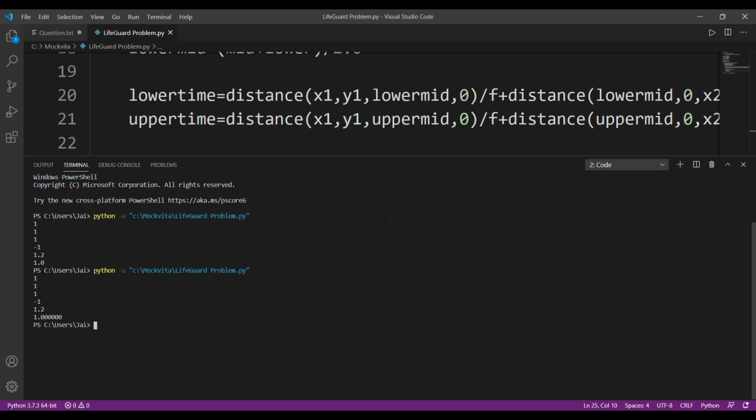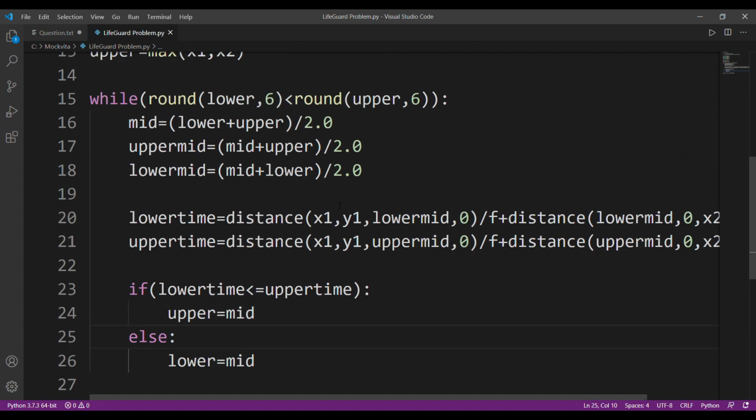Now, let's just test our own question that we created. Suppose the coordinates are 2 and 1, and the other coordinate is 1 and -1, and let's suppose the speed is 1, so our answer should come between 1.5 something, and that is the correct answer, 1.5. So our code is working correctly, and I hope that you enjoyed this video.